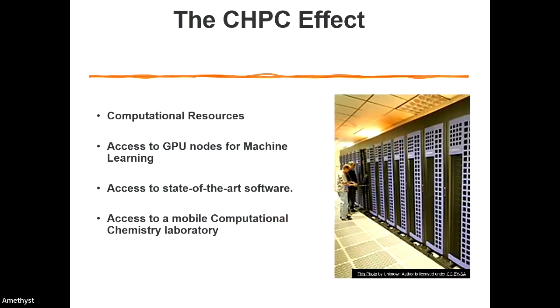All right, because we are chemists, we always like the effect. So the CHPC has an effect on us. Why do we need them? We have no resources. We simply come to the lab with our laptops, and then using a very simple plugin like MobaXterm, we can have access to state-of-the-art computational chemistry software through the CHPC. We have access to GPU nodes for machine learning applications, and we have access to a mobile computational chemistry laboratory. We can carry our lab anywhere we go just by having our laptop.